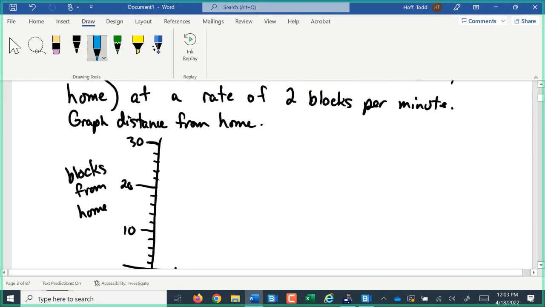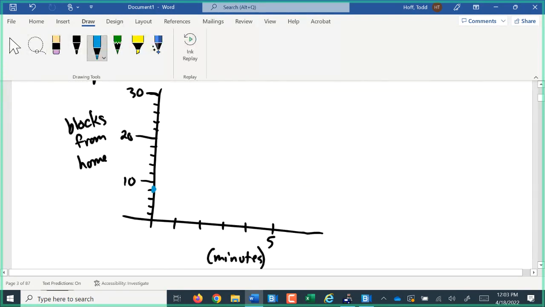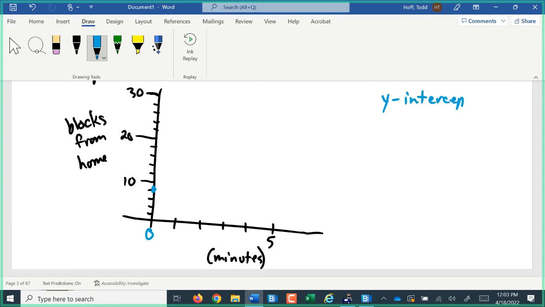So if I'm graphing this situation up here, we start out 8 blocks from home. So when we start, we're at 8 blocks from home. Time equals 0. That's our y-intercept. The y-intercept is a starting point. It occurs where x equals 0. In most cases, the independent variable, which is this horizontal variable, is going to be time. So it's time equals 0, or again, the starting point at the beginning.